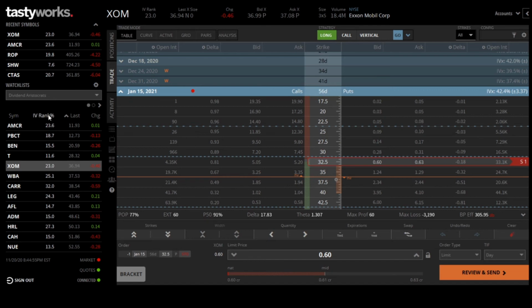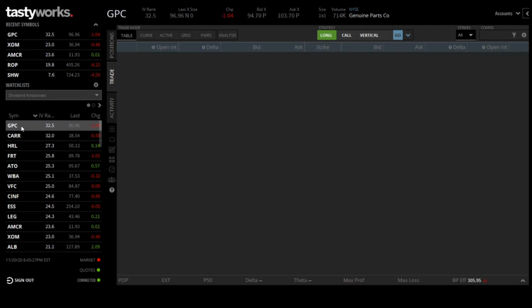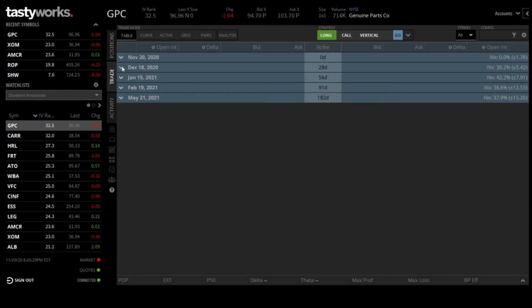Another thing you could do is sort by the IV rank itself. If you're at the lower end of the range for the IV ranks, you can consider debit spreads, debit call spreads, or debit put spreads if you're bearish. So if I flip the IV rank the other way, there's nothing over 50%. But let's see what Genuine Parts could do.